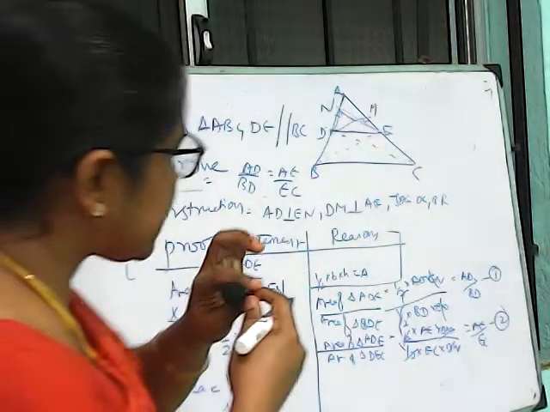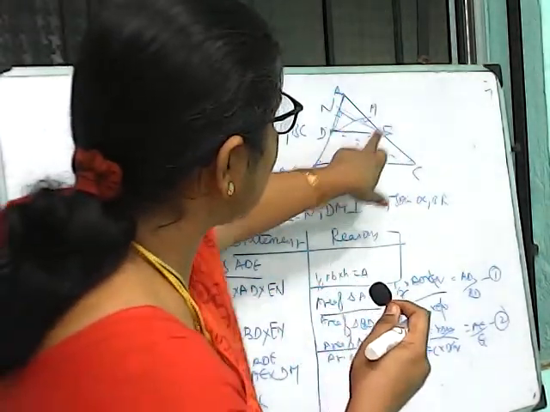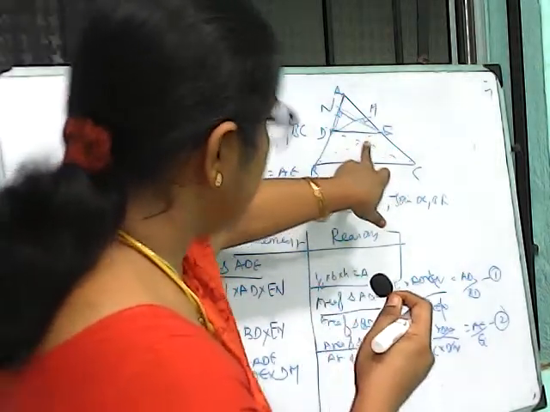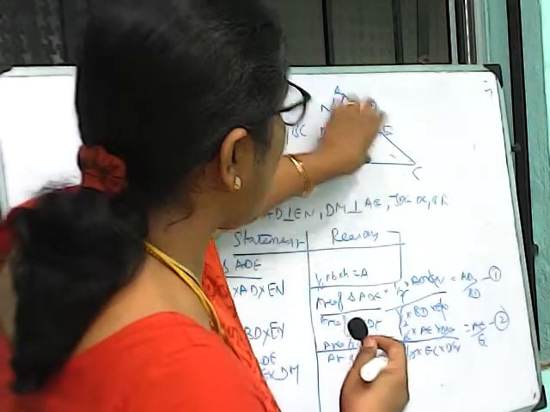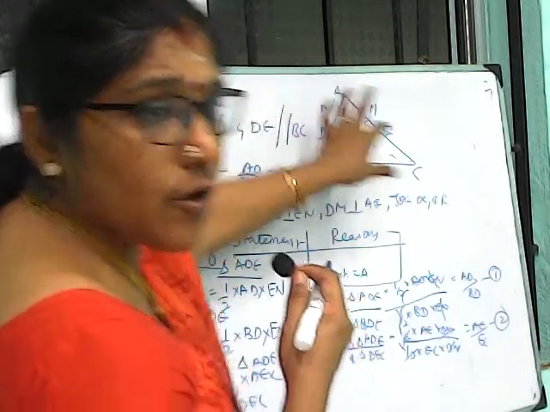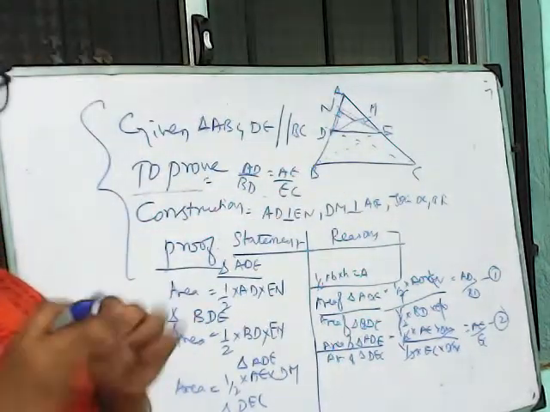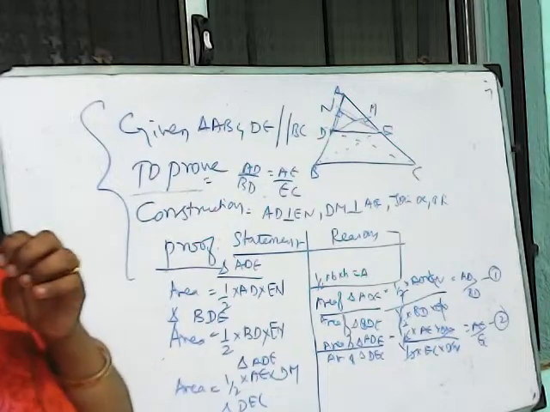Now see, this triangle BDE and the triangle DEC, they are between these two parallels. So, triangles between the same parallels are equal in area.